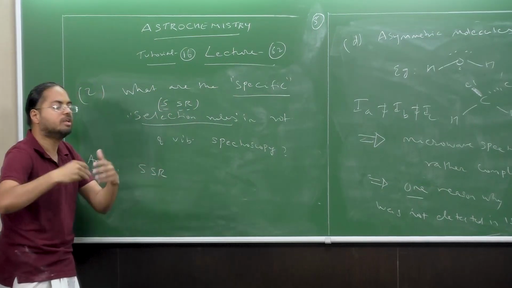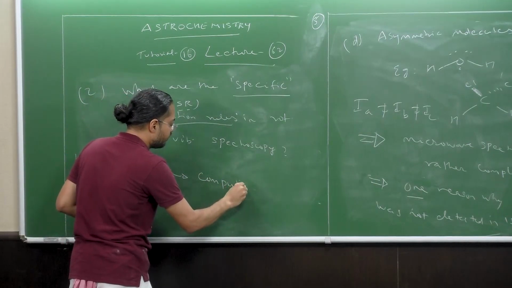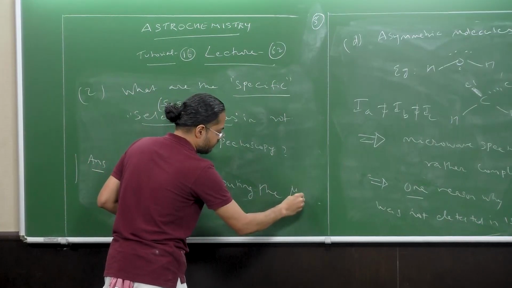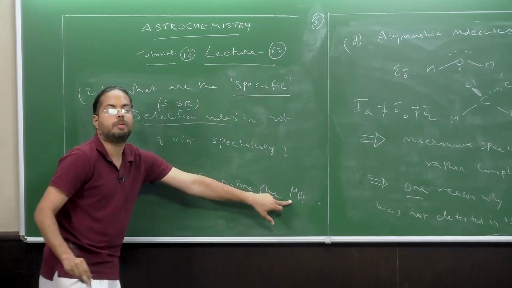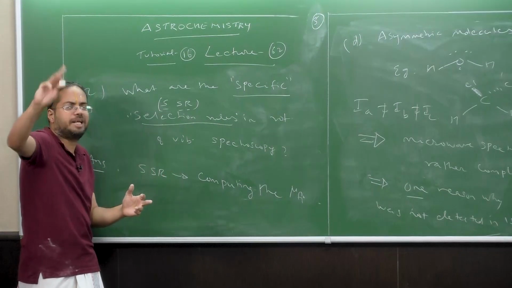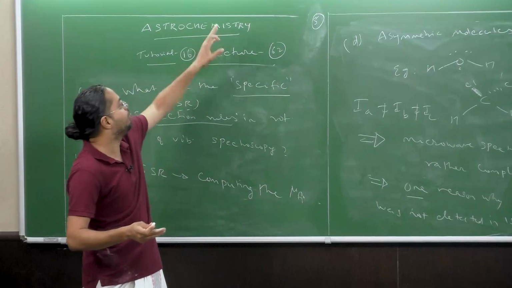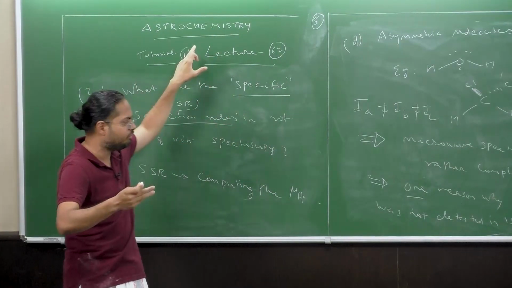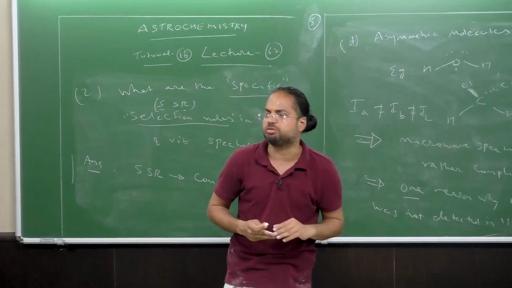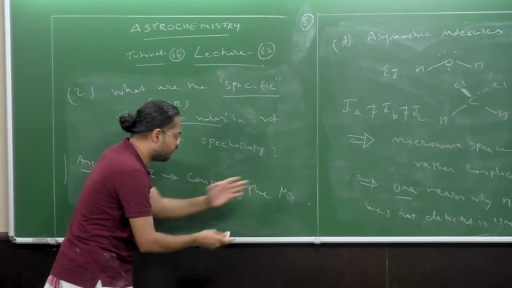The specific selection rules are obtained by computing the transition moment integral, which we are not going to do in this class, because it involves calculating some integrals. It's not a difficult thing, but it is definitely time consuming. And because I have to teach you so many more aspects in astrochemistry, that could be reserved for a more specialized course in quantum chemistry or molecular spectroscopy. So you could obtain the specific selection rules by computing the mu fi.